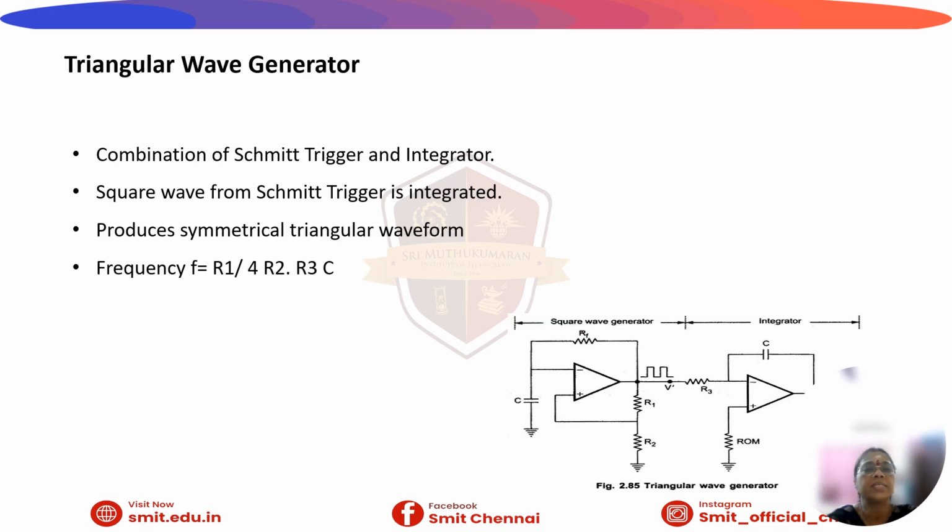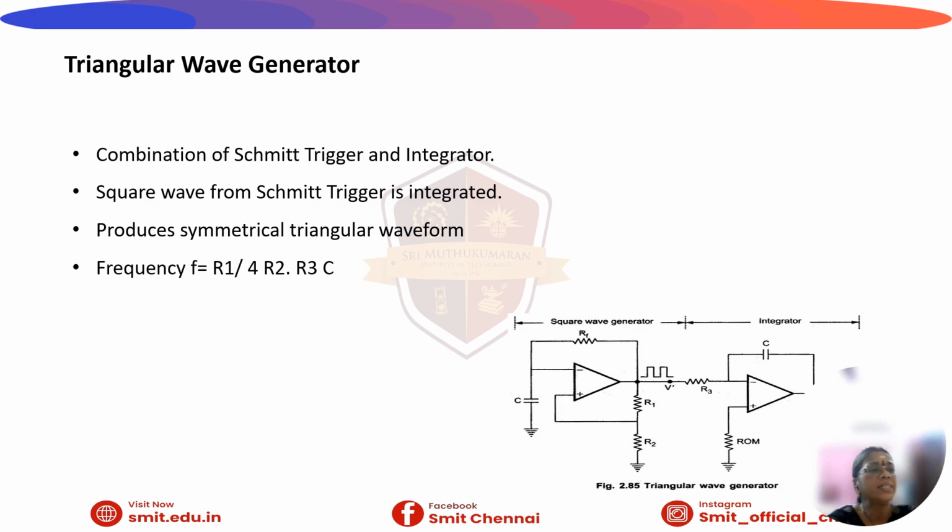Next we will discuss the principle of working of the triangular wave generator. The triangular wave generator is designed using a Schmitt trigger and an integrator. The Schmitt trigger generates a square wave, and the square wave is given to the integrator, which produces the triangular wave. It produces a symmetrical continuous triangular waveform. The frequency is given as f is equal to R1 by 4 R2 R3 into C.